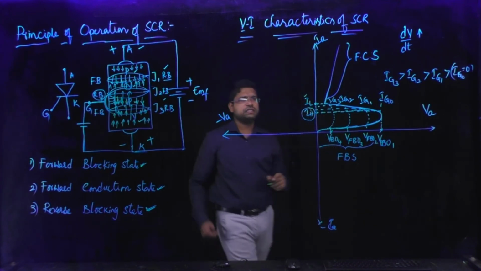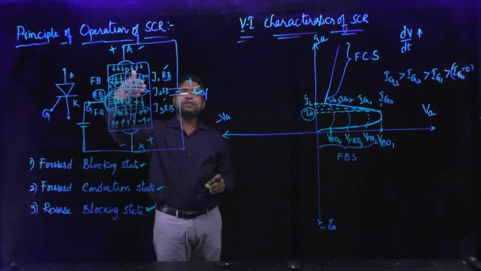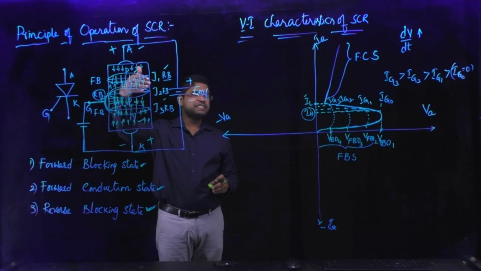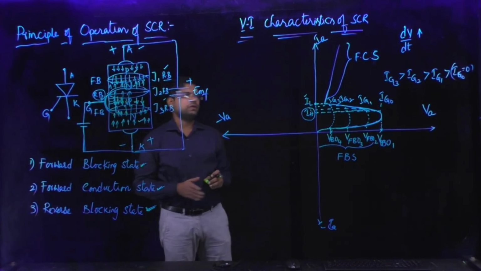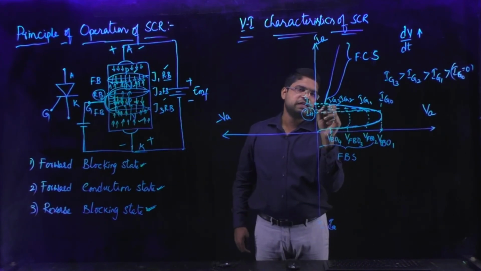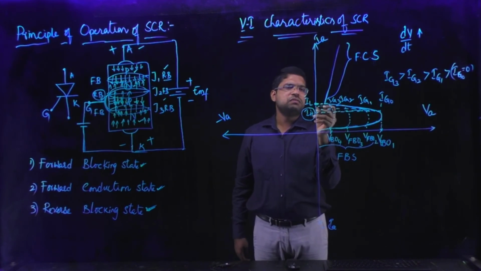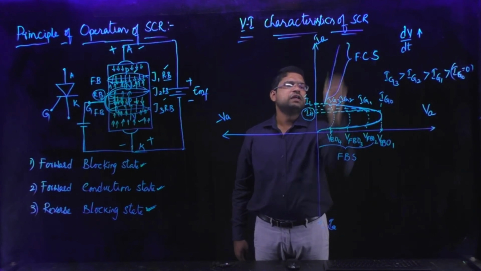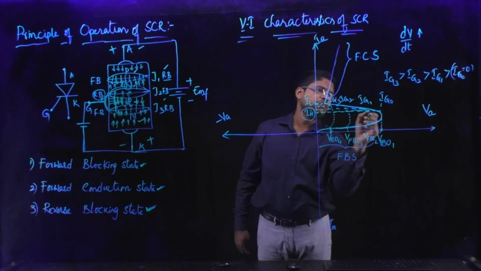Then this is the latching current. Latching current is the minimum anode current which keeps the device still in the on state even after removal of the gate pulse. See here, up to this instant we have applied the gate pulse. Even after removal of the gate pulse, this is the minimum anode current which keeps the device still in the on state, below which the device may be turned off at a particular instant.